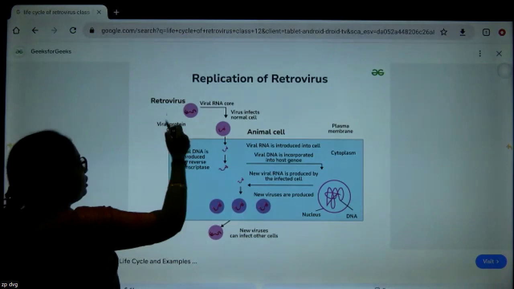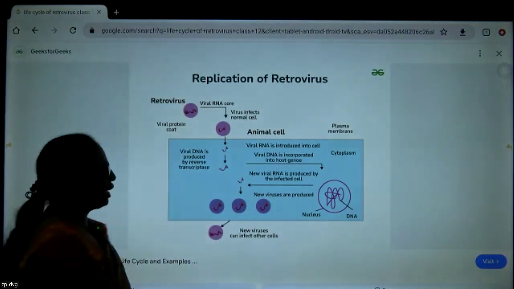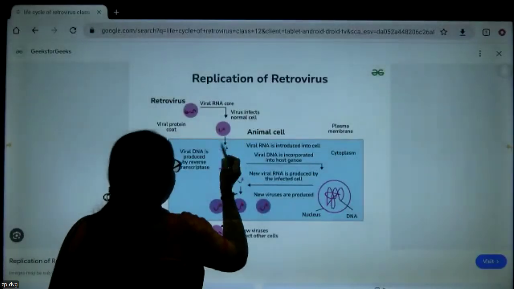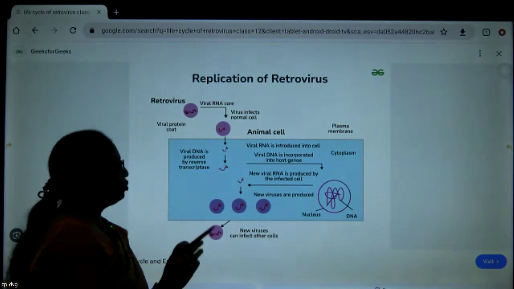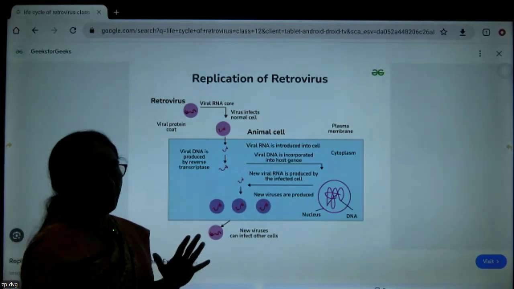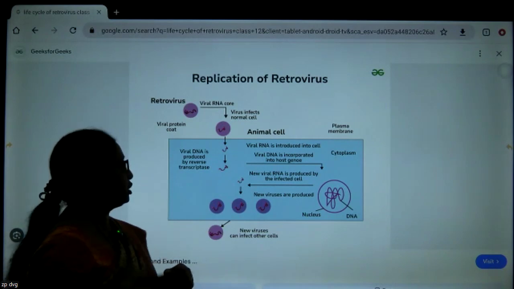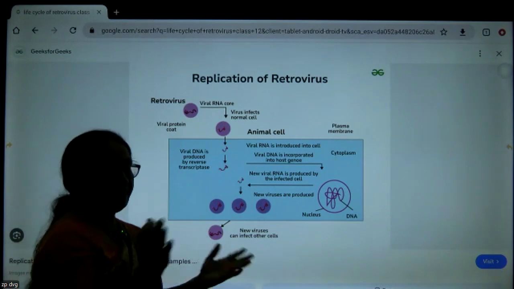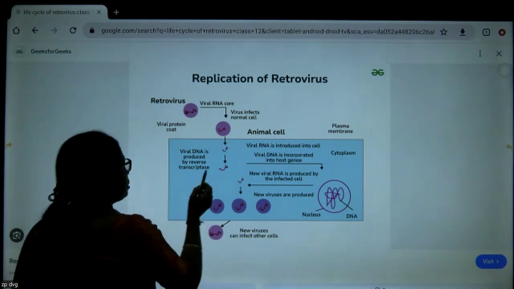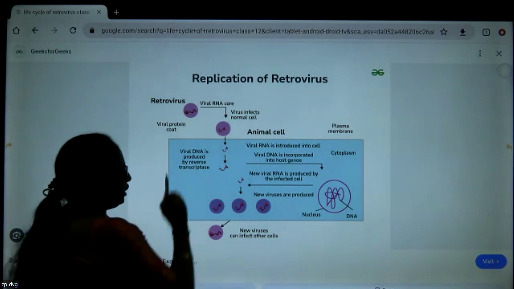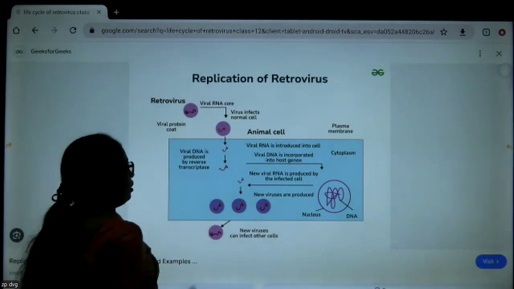So the viral RNA, which is surrounded by the protein coat, only the RNA is going to enter into the animal cell. This RNA is getting converted into DNA. We know that DNA can form RNA, which we call transcription. So now the RNA is getting transcribed into DNA. You call it reverse transcription. So reverse transcription is brought about by an enzyme called reverse transcriptase, which is present with the viral RNA.